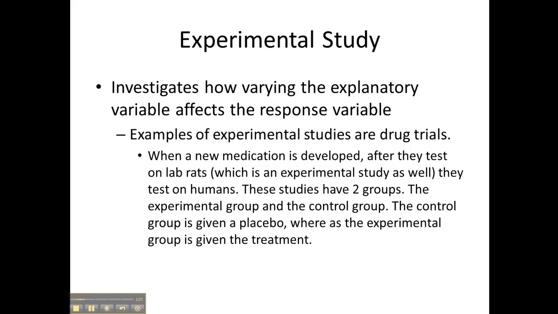When a new medication is developed, after they test on lab rats, which is also an experimental study, they will test on humans. These studies have two groups, the experimental group and the control group. The control group is given a placebo, whereas the experimental group is given the treatment.